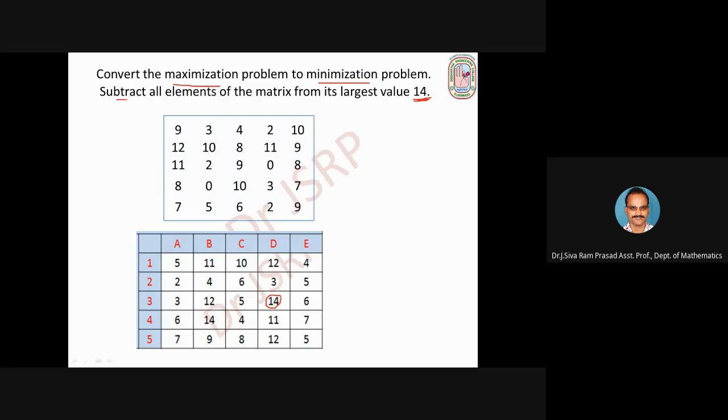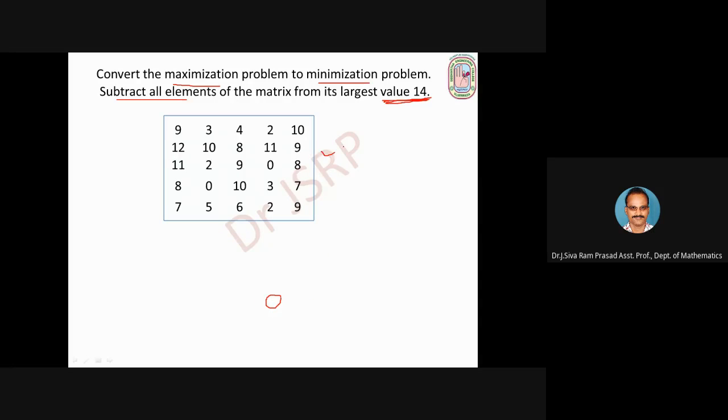So subtract all elements from the largest value 14. This is the way to convert a maximal assignment problem to a minimization problem. This will be given in 1 mark questions: how do you convert a maximal assignment problem to a minimization problem? So this is our cost matrix, which represents a minimization problem. So use Hungarian method to solve this problem.